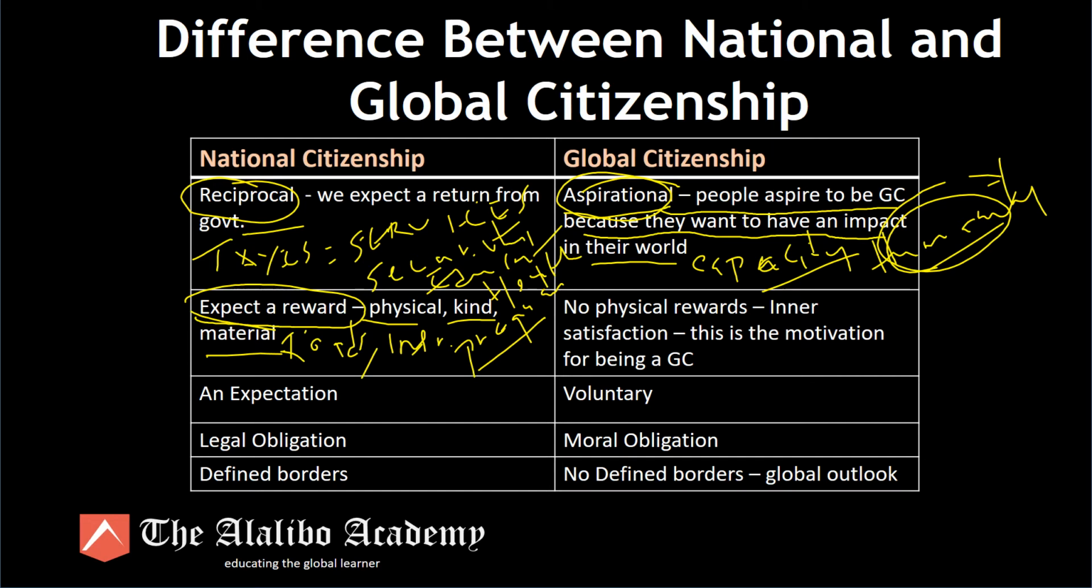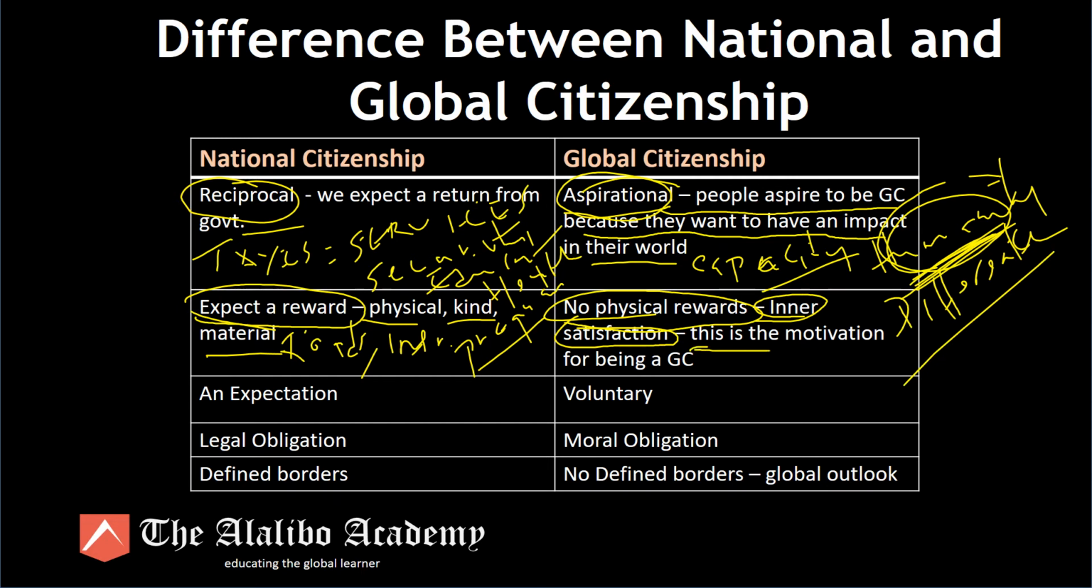But on this side, there are no physical rewards, none whatsoever. Now, that doesn't mean that if somebody rewards them, they'll reject it, but that's not the motivation. That's not the motivation at all. They are rewarded by inner satisfaction. When they get the inner satisfaction of helping humanity, and we come back to this point of humanity, because that is the focal point. They get their reward from the inner satisfaction of helping humanity, from making a difference in some corner of the world. That is the inner satisfaction, and that is the reward, and this is the motivation for being a global citizen. Global citizens usually don't want any monetary compensation for their efforts because it's voluntary.